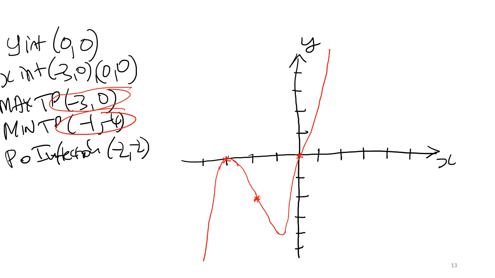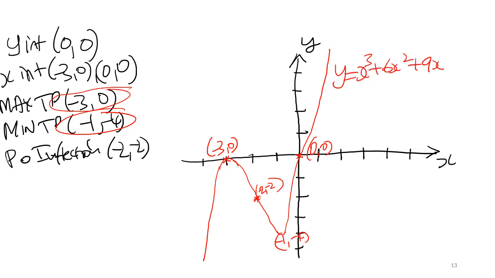Okay? And you would want to label the important points: 0, 0, and this would be negative 2, negative 2, and this would be negative 1, negative 4. And label your graph. This graph would be y equals x cubed plus 6x squared plus 9x. See, you don't even need a graphics calculator to plot this graph when you can go through this analysis. You can use the second derivative and first derivative to identify the important points. Then you can draw this pretty graph.